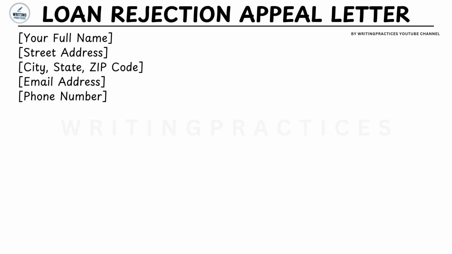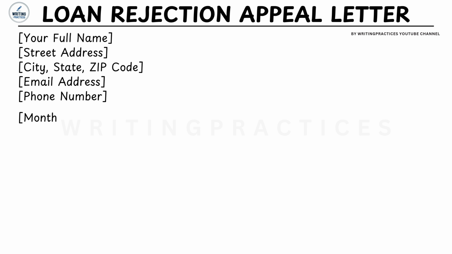Sender information. Start by writing your personal contact details at the top of the letter. For example, Michael Turner, 4518 Oak Ridge Avenue, Phoenix AZ 85016, michael.turner@email.com, 60255-51847. This section identifies who you are and gives the lender a clear way to locate your application file and contact you if clarification is needed.